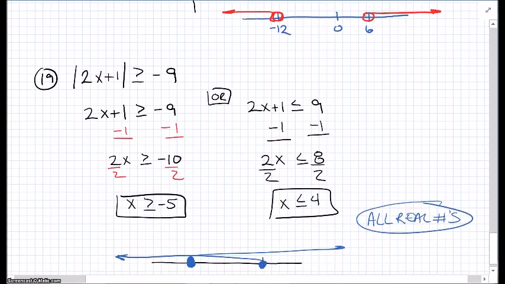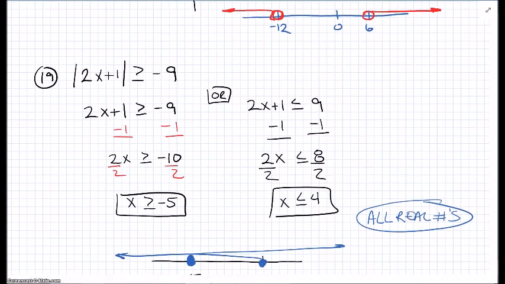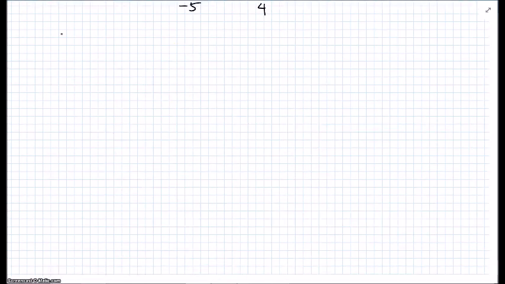And scroll back to the top, and here's the kicker, here's where you can kind of tell. Since that's a negative number, and the absolute value of anything is positive, we should have been able to tell right off the bat all real numbers would have worked, and we wouldn't even have to actually work this equation at all. Okay? All right, moving on to number 28.